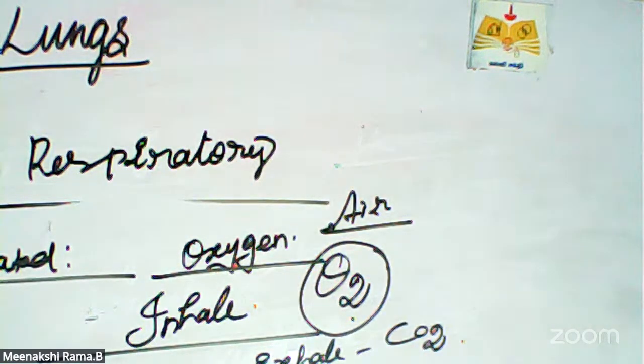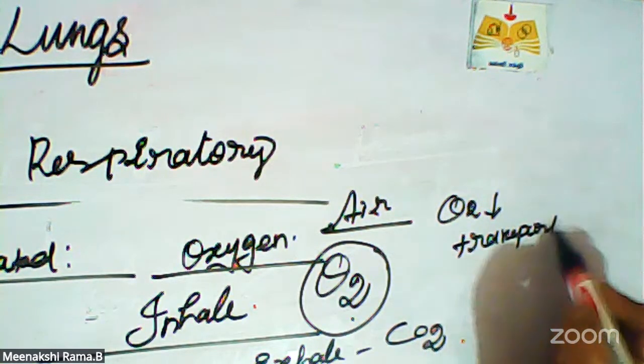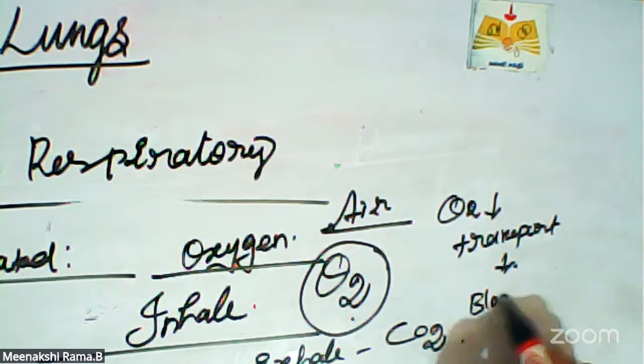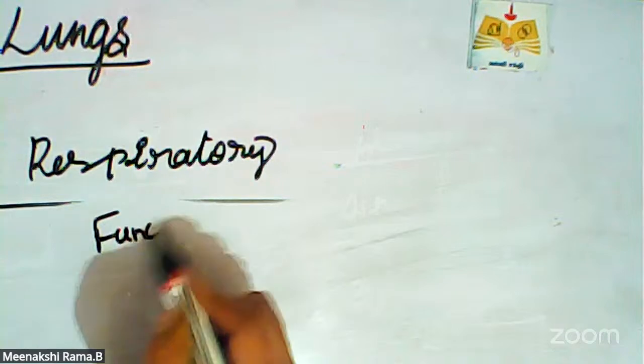So the lungs take oxygen from the air and transport it to the bloodstream, and then remove carbon dioxide from the blood also. This is the main function of the lungs.